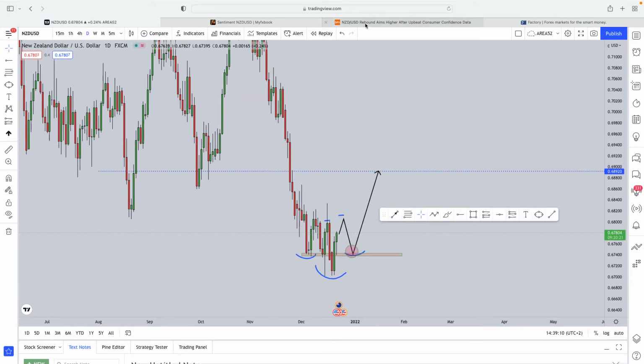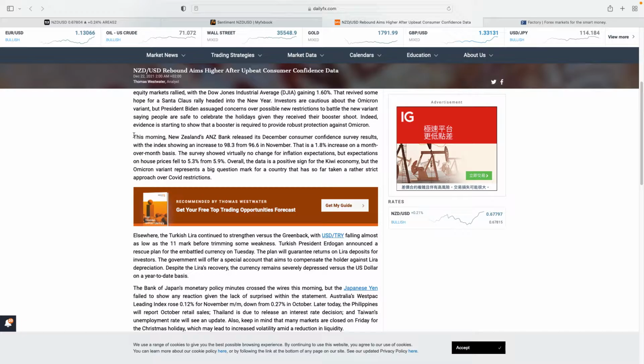Okay, so the next thing we're going to look at is the fundamental data that we have. You can see here that we had some news while we were asleep, and this article comes from DailyFX. It says here this morning the ANZ, or the New Zealand bank, releases its December consumer confidence survey results, with the index showing an increase to 98.3 from 98.6. So there was a 1.8% increase. On a month-to-month basis, the survey showed virtually no change for inflation expectations, which is good, but expectations on house prices fell to 5.3. But overall, the data is still positive for the Kiwi economy.